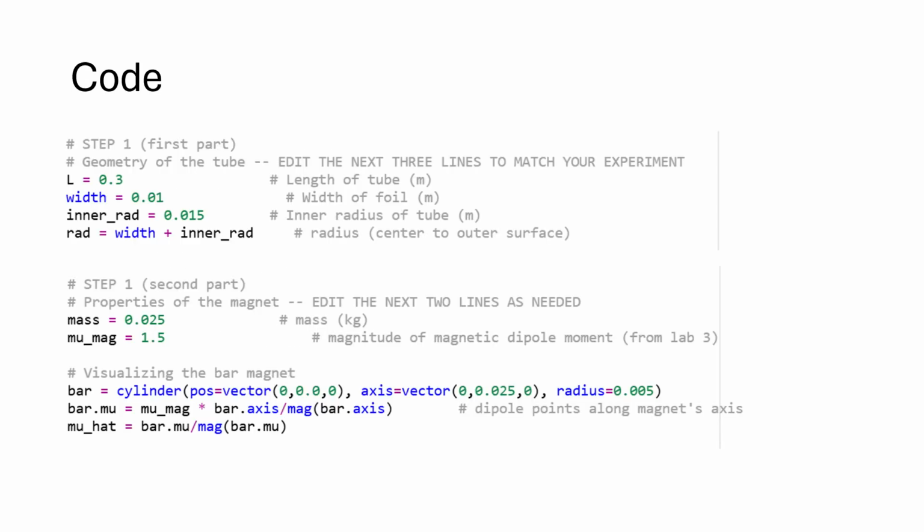And now here are the initial conditions for my code. The first part generates a computational model of my tube, and then the second part generates a computational model of my magnet.